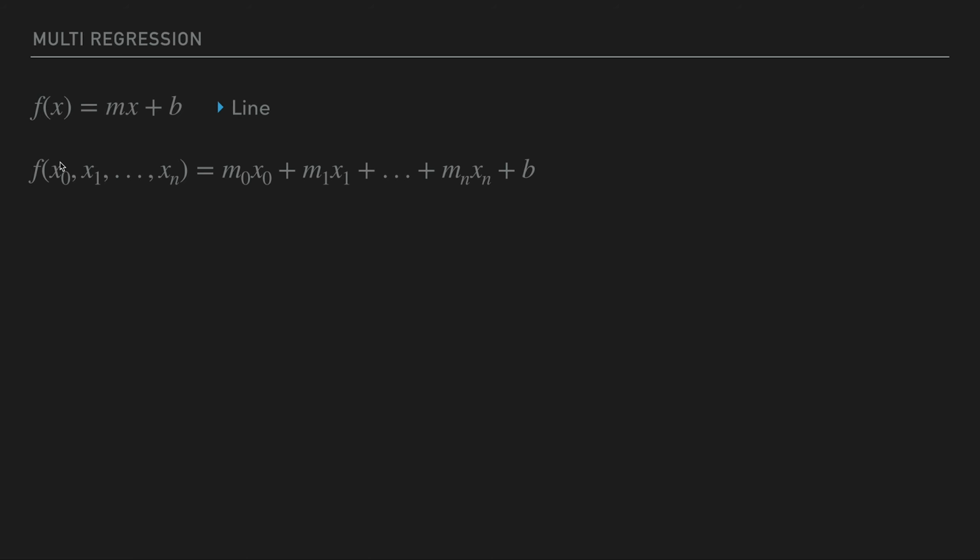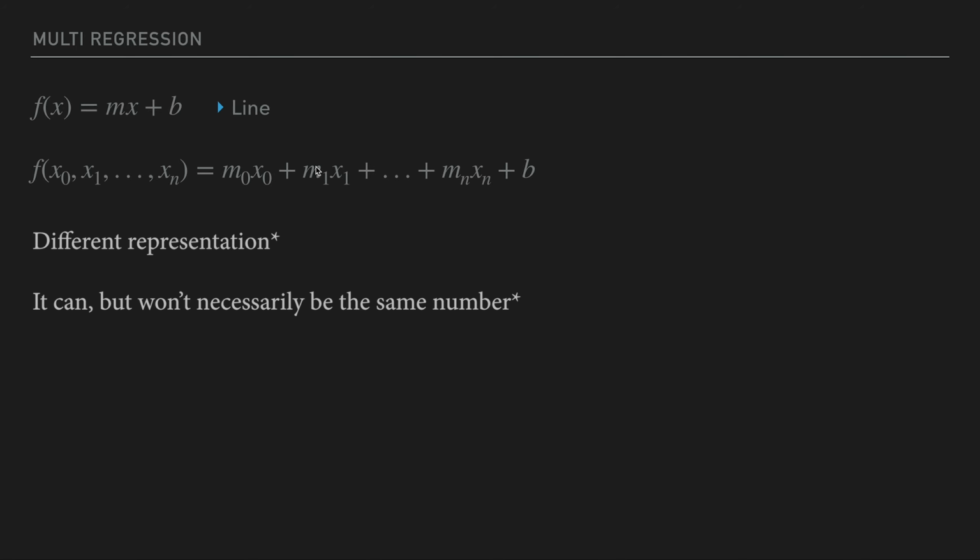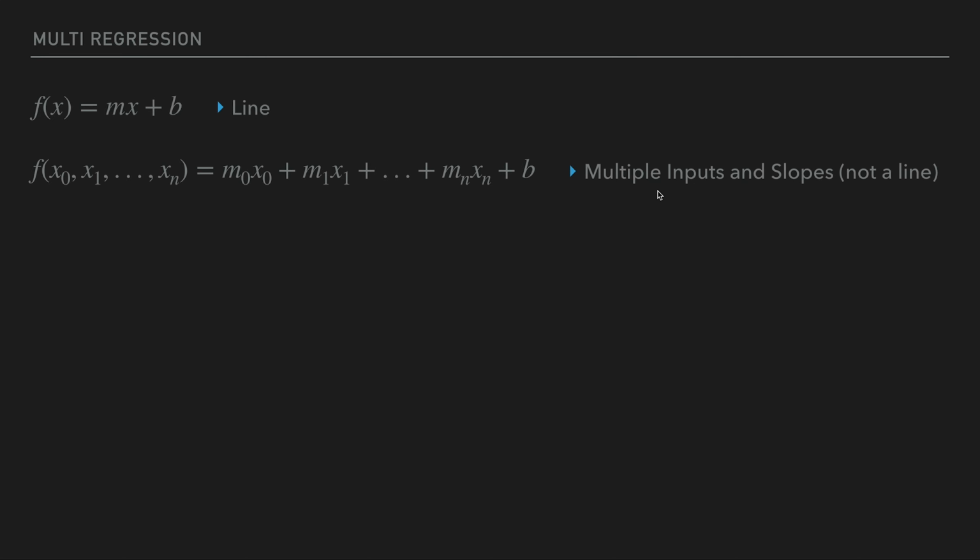For a multi-regression, we have multiple inputs, which we can call x sub 0, x sub 1, all the way through x sub n, or the nth x. Now, these individual m's should have different slopes. It could be the same number conceptually, but it doesn't necessarily have to mean that they have the same weight. And by the way, this is multiple inputs and slopes, not a line.